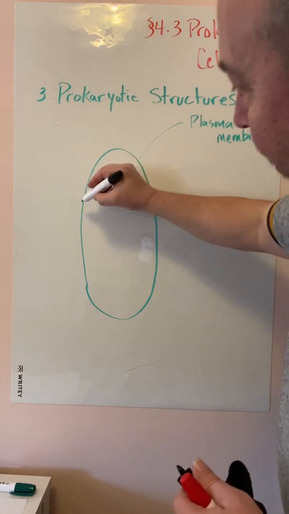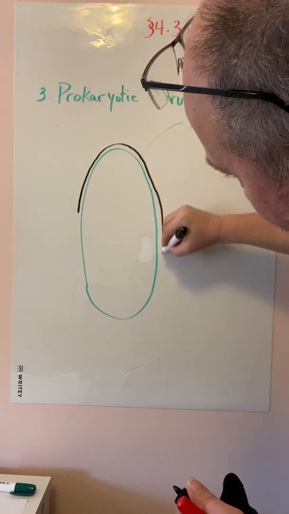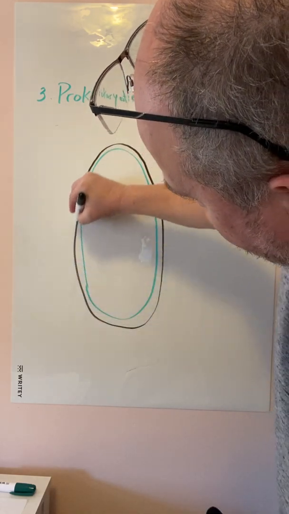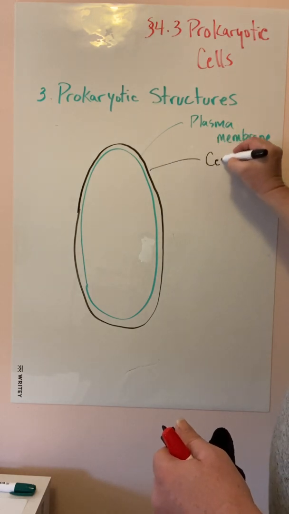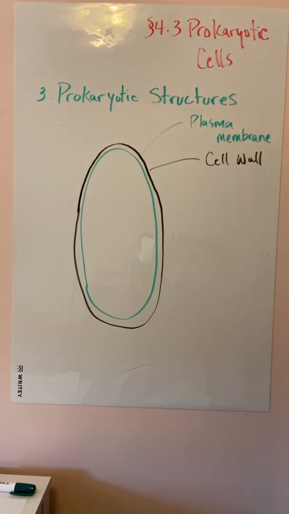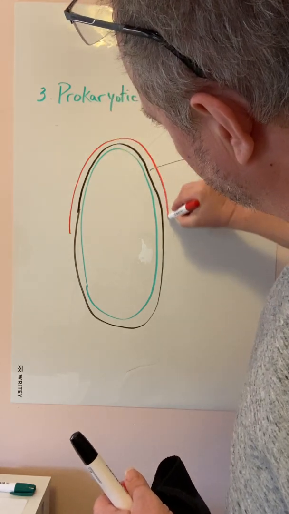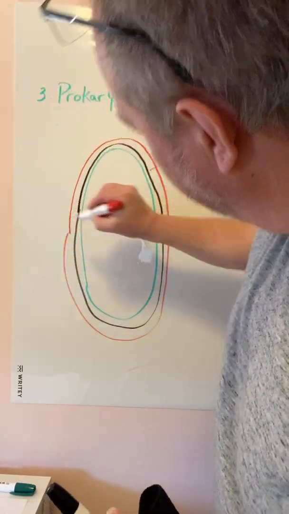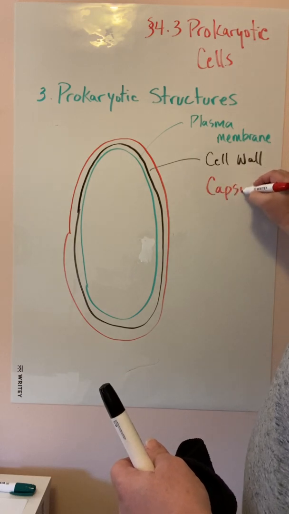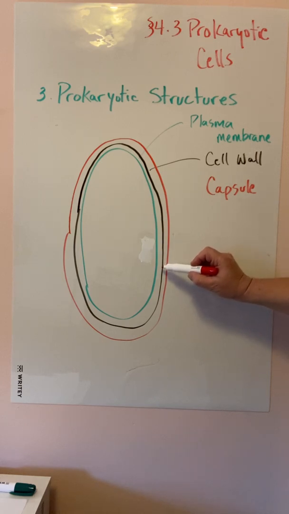External to the plasma membrane is always the cell wall. So I'm doing this one in black. The cell wall will always be the first exterior structure, just like we saw in plants. But bacteria, they're going to add a third thing, and this is called a capsule. So a third structure called the capsule will always be exterior to the cell wall.